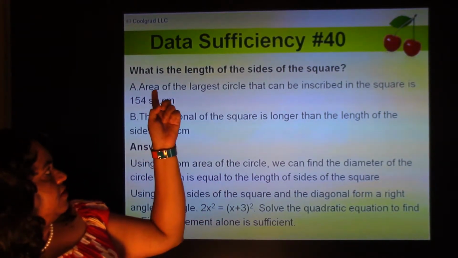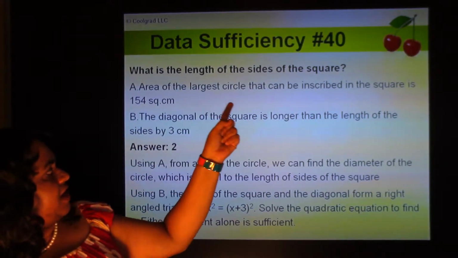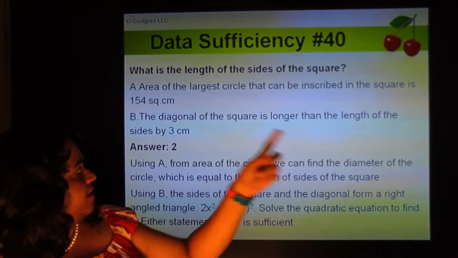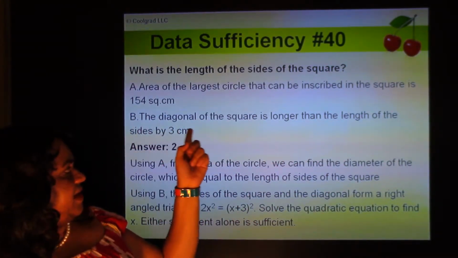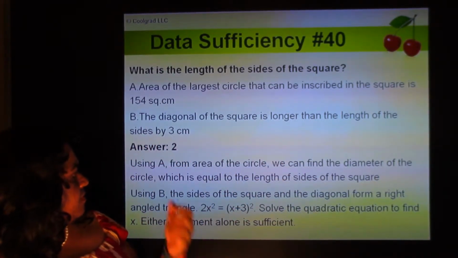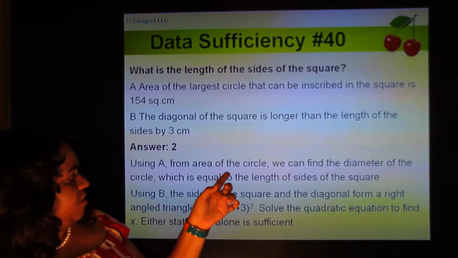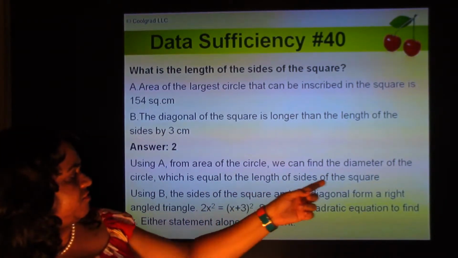Question 40. What is the length of the sides of the square? Statement A. Area of the largest circle that can be inscribed in the square is 154 square centimeters. Statement B. The diagonal of the square is longer than the length of the sides by 3 centimeters. Using statement A alone, from area of the circle, we can find the diameter of the circle, which is equal to the length of the sides of the square.